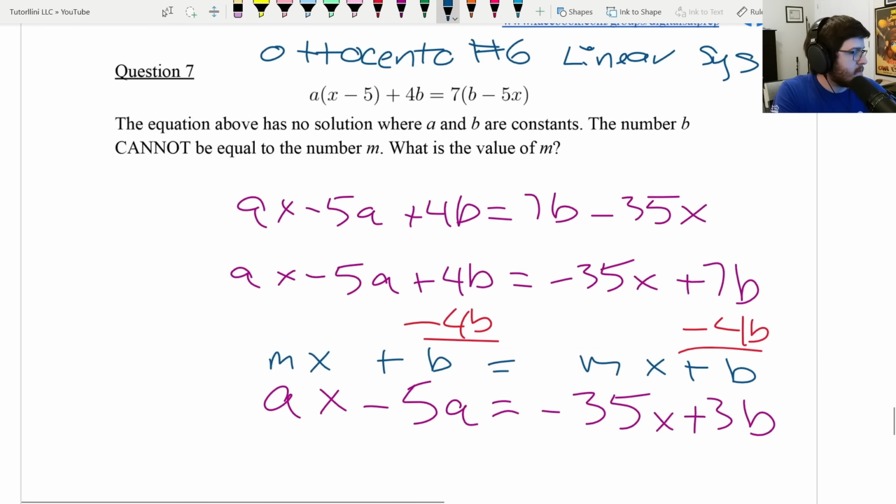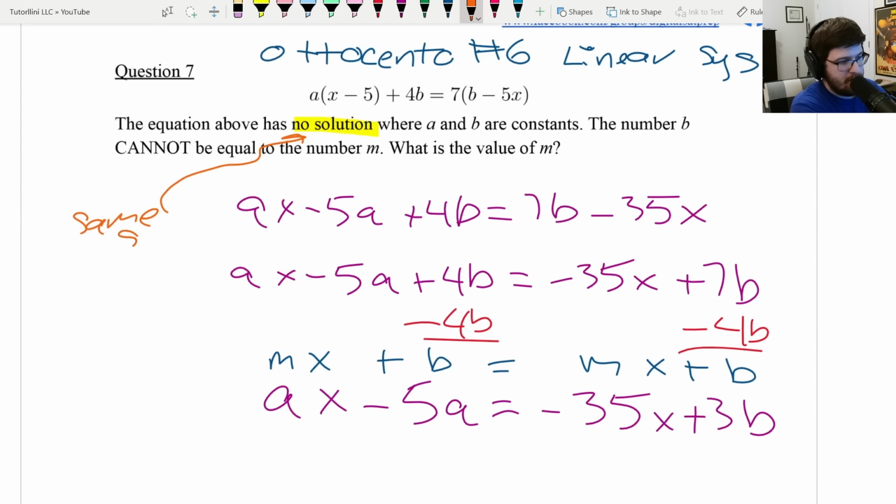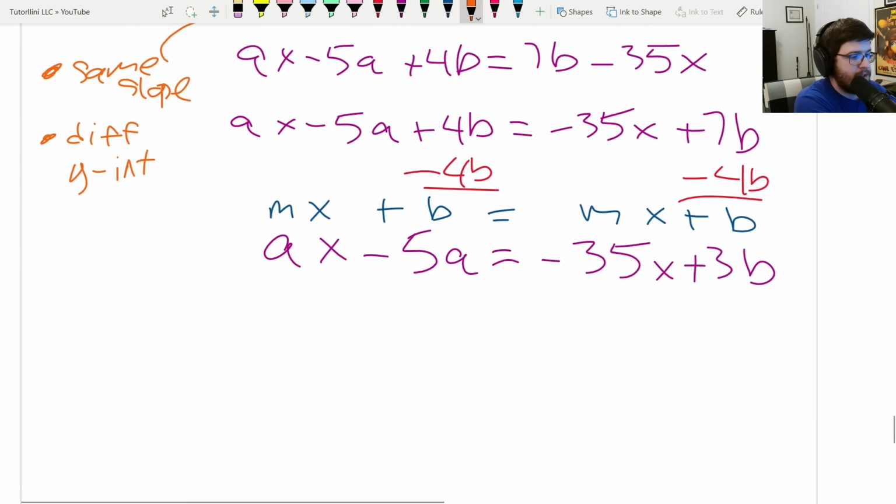So we see in the question, it says that we have no solution. When we have no solution in slope-intercept form, as I talk about in the video, we know that that means it has same slopes and different y-intercepts. So, same slope. Let's do that first.